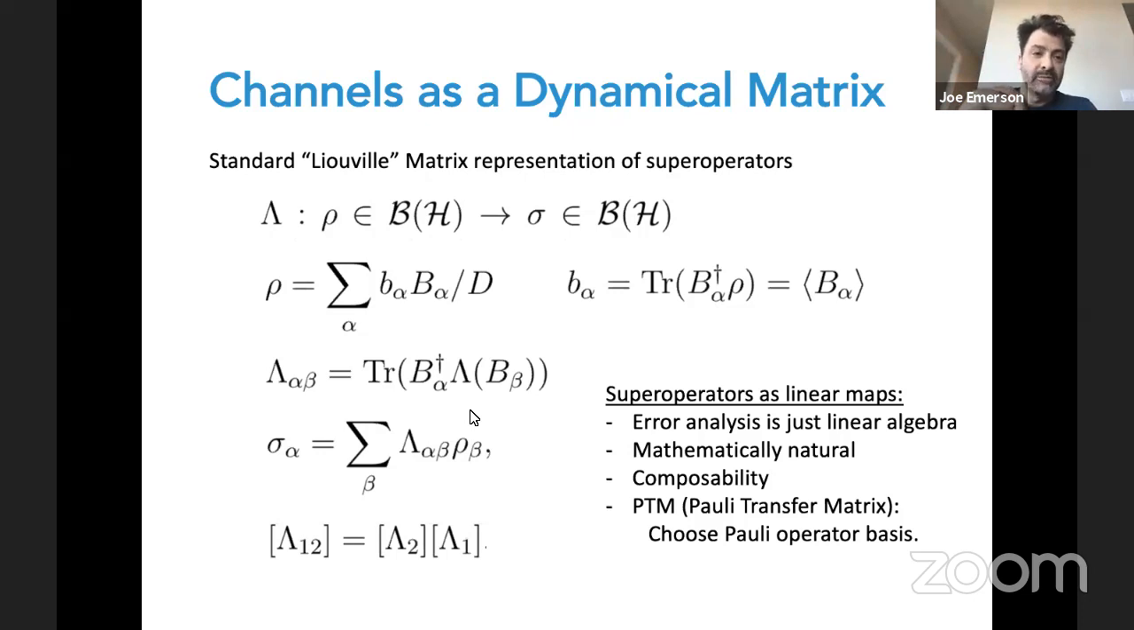And so the entire problem of error analysis is just the linear algebra of analyzing these matrices. It's very mathematically natural. It's composable both in time and in space. So you can tensor product these matrices together to see the error process across two systems that are independent. And if these systems are not independent, correlations will show up in the error process matrix for the joint system. And if you choose the basis B alpha to be the Pauli operators, then this Liouville matrix is called the Pauli transfer matrix. So that's the tool I will use. It's a very key tool for analyzing this.